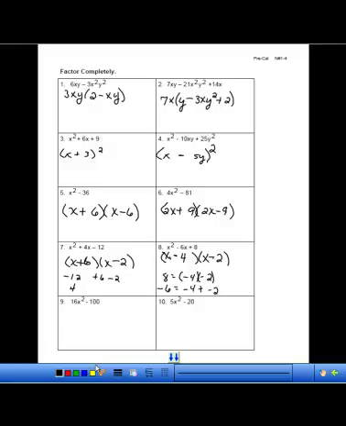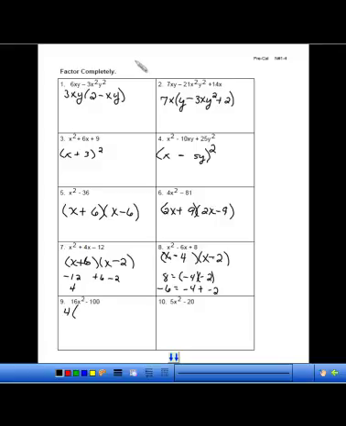Alright, look at 9 and 10. This is an example where you think, okay, I can take the square root of 16 and I can take the square root of 100. So we can do that, but there's also a greatest common factor. So let's first factor out our greatest common factor, which is 4.